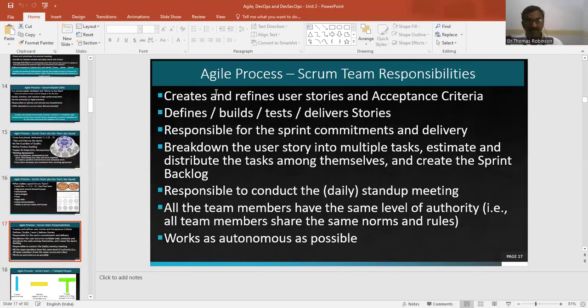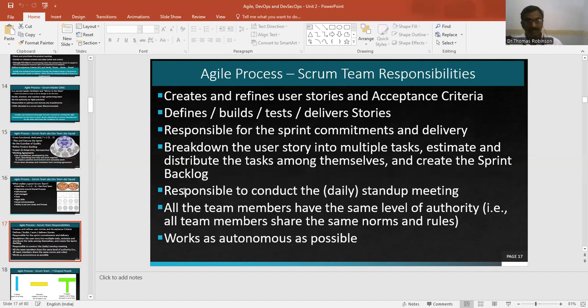The final thing is the agile team responsibility. What are the responsibilities of the agile team? Create and refine user stories and acceptance criteria. They define, build, test, and deliver the stories. They are responsible for the sprint commitment and the delivery. Then break down the user story into multiple tasks. The user story is one of the important things in agile. A story describes the content we have to develop. Then we split that story into different tasks, estimate them and distribute the tasks among themselves, deciding which task is assigned to whom, and create the sprint backlog.